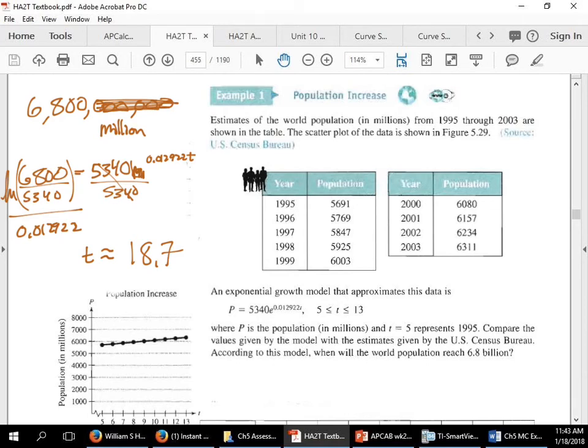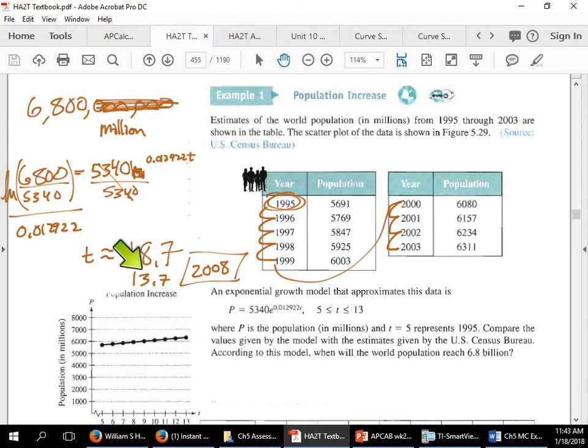Now the question says, according to this model, when will the world population reach 6.8 billion? Okay, so this is years, right? 5 represents 1995. So let's think about 13.7. How many years do we add to the 5? We add 13.7. So if I go 13 spaces here, 1, 2, 3, 4, 5, 6, 7, 8, 10, 11, 12, 13. What do we get to? 2008. Yeah, 2008.